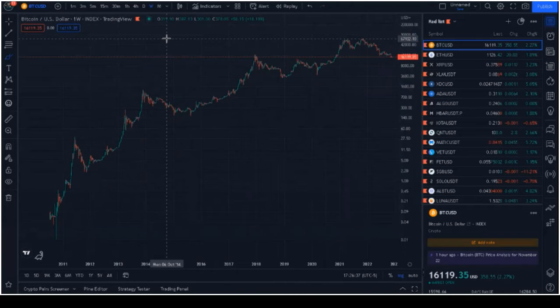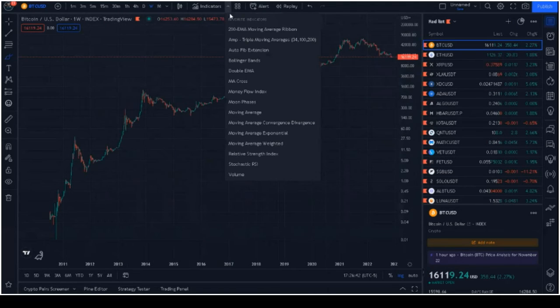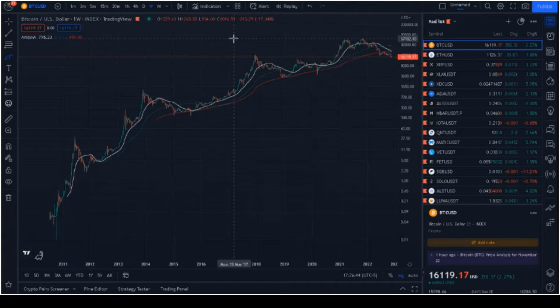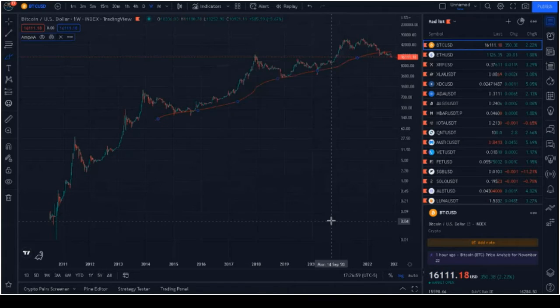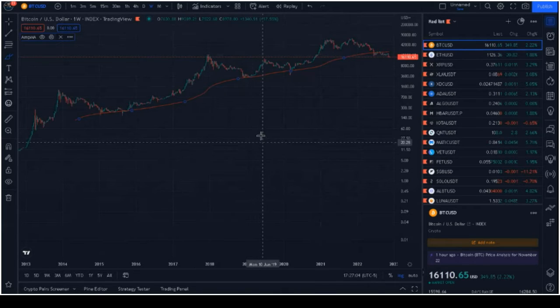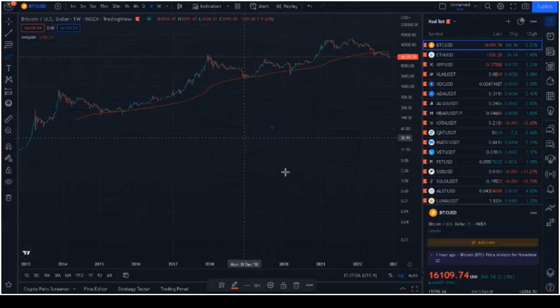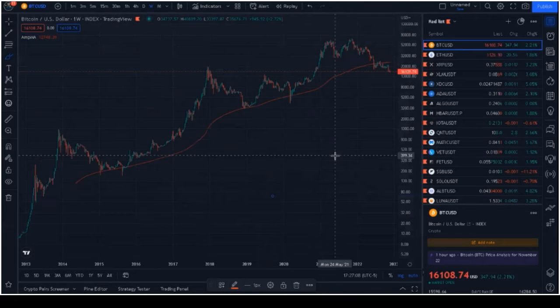So we're on the weekly. The first thing I want to do is add our moving averages just to see where we're sitting. And when we look at these moving averages, the only one I really care about is the 200 week, so the red one. So we're going to uncheck the other ones just to make this clean, and we're going to see where our 200 week moving average sits. Make this a little larger.